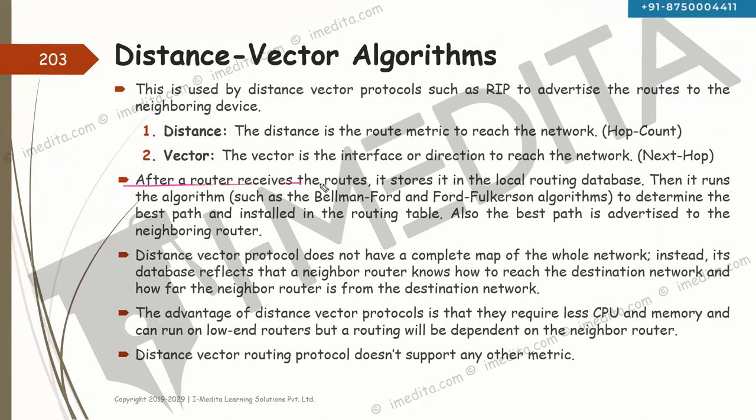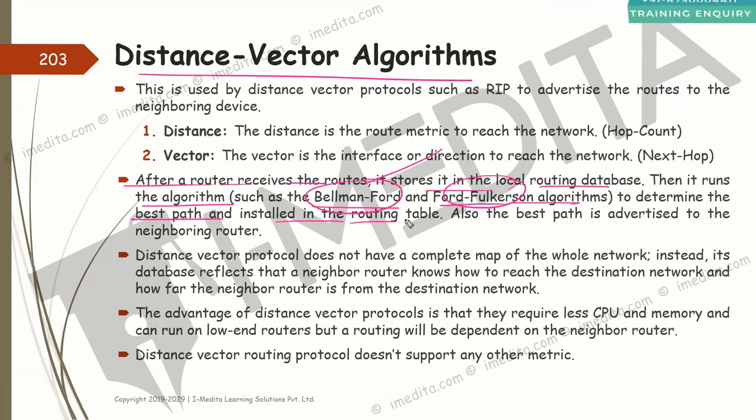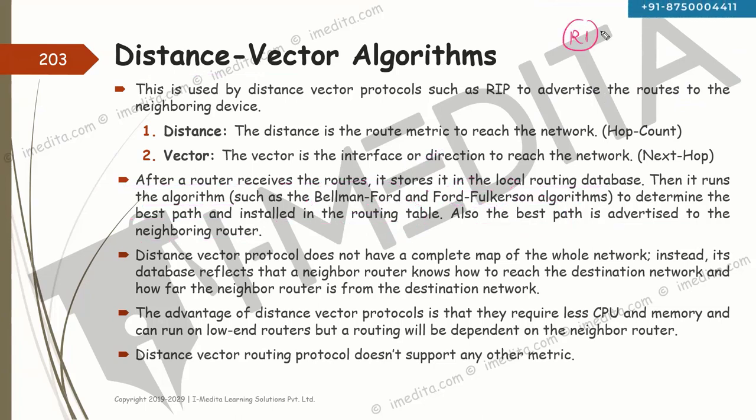After a router receives the routes, it stores them in the local routing database. Then it runs an algorithm, such as Bellman-Ford or Ford-Fulkerson. These are distance vector algorithms, like the Bellman-Ford algorithm used by the RIP routing protocol, to determine the best path and install it in the routing table. And the best path is also going to be advertised to the neighboring router. So once the router decides, okay, this is the best path to reach the destination, the router is also going to advertise that best path to router number two. Router 2 is going to receive that best path information.